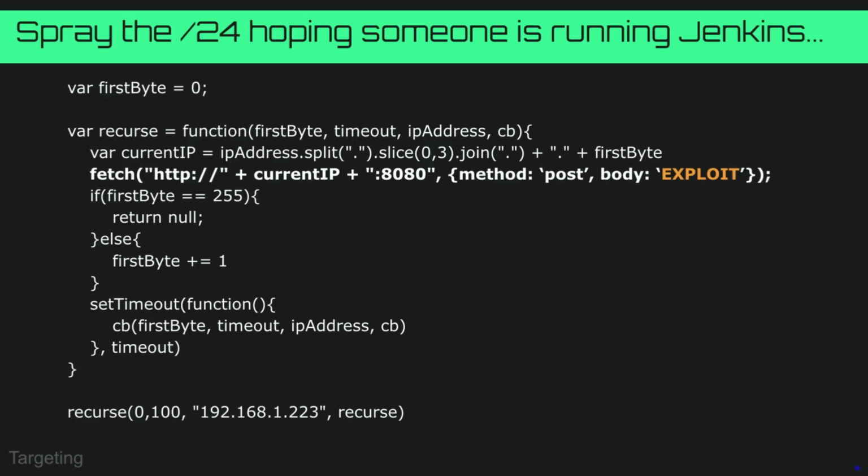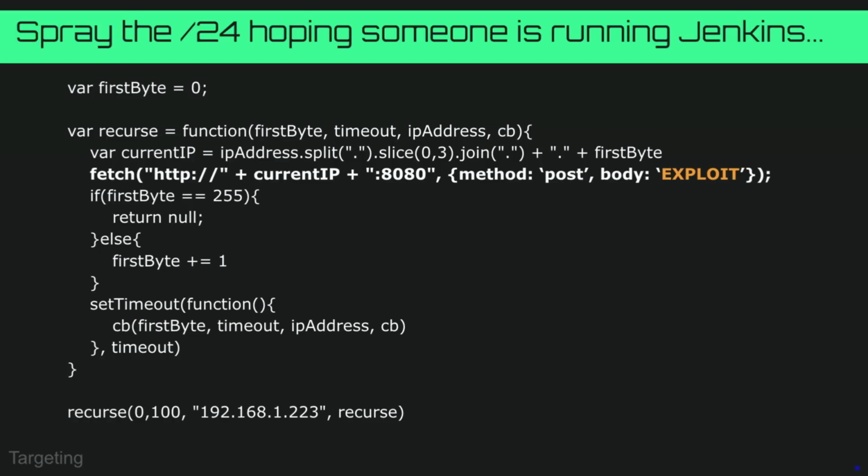So this is just a small piece of JavaScript to see what that could look like if we had such an exploit, like a cross-site request forgery against Jenkins or something like that, to sweep a /24, so 255 hosts. This takes about 30 seconds, so it's pretty quick. So if we knew ahead of time that there's something running internally and we had an exploit queued up and ready to go, we could potentially spray their entire internal network.